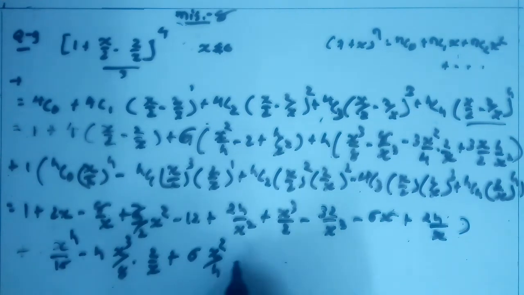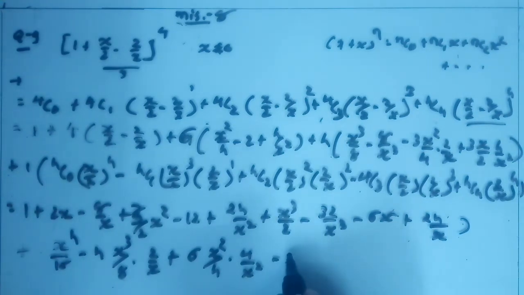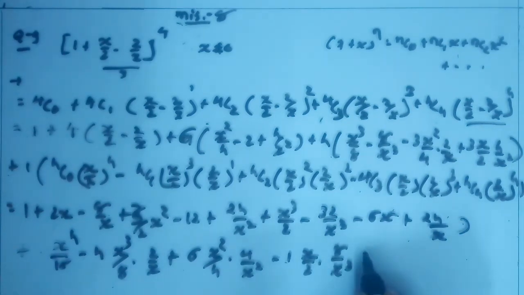2 square is a 4, into 2 square is a 4 upon x square, minus 4c3, that is 1, into x upon 2 raised to 3, that is 8 upon x raised to 3, plus 4c4 is 1 into 2 raised to 4 is equal to 16 upon x raised to 4. Here first simplify all these terms.